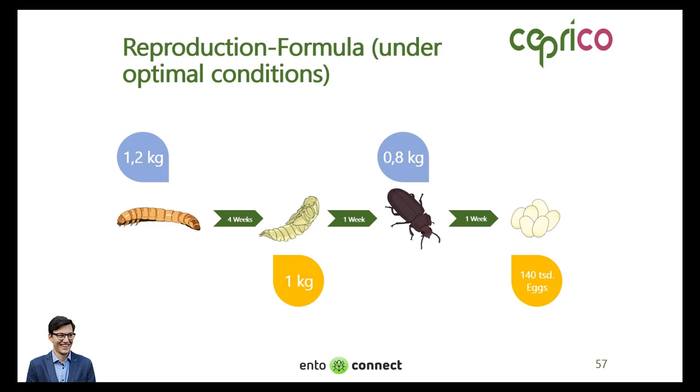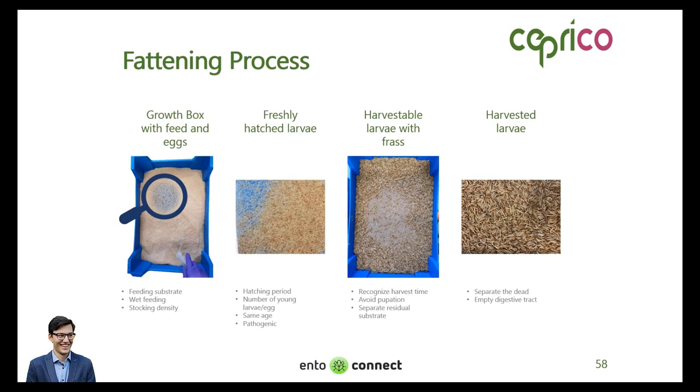As I already told you, the eggs are then transferred into the fattening process. So the eggs lie there in the feeding substrate, then the larvae hatch. They're really small, about 3 millimeters long, and whitish in appearance. I think in the Netherlands, they are also called glassworms because of this appearance. Then they immediately start to feed on the substrate.